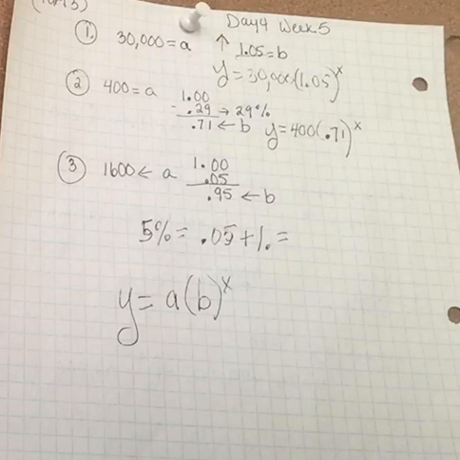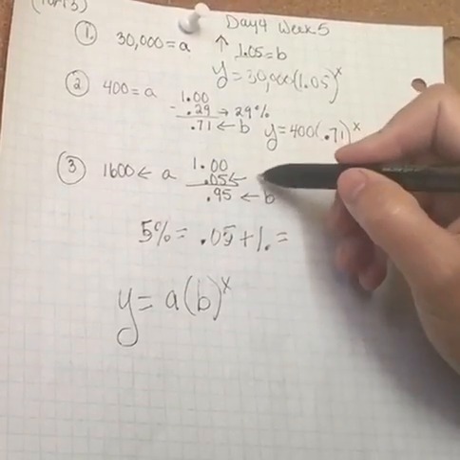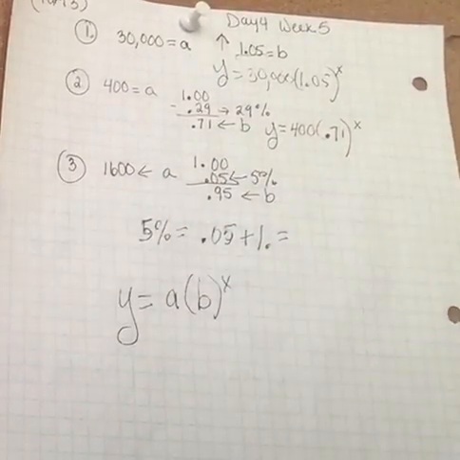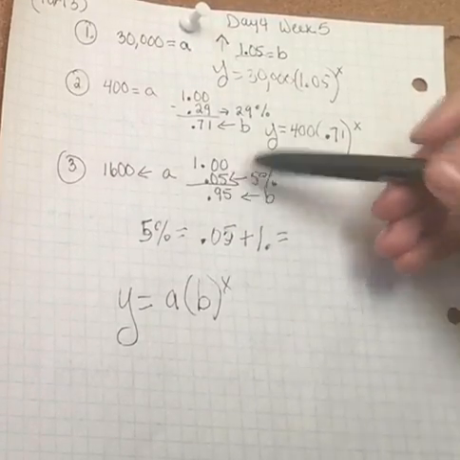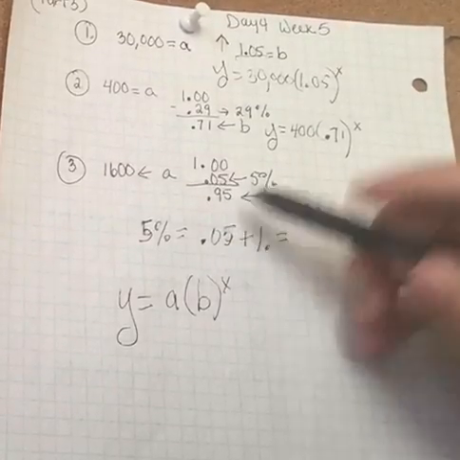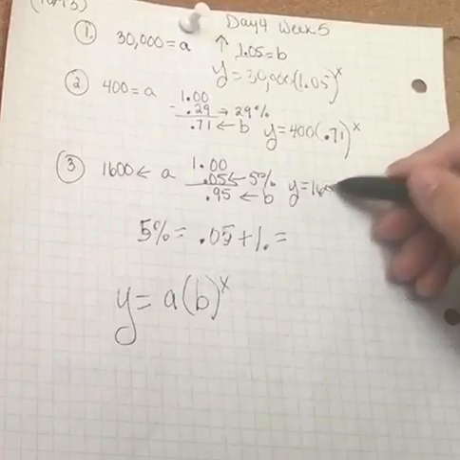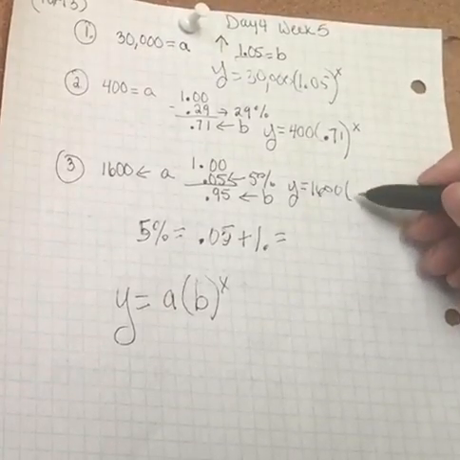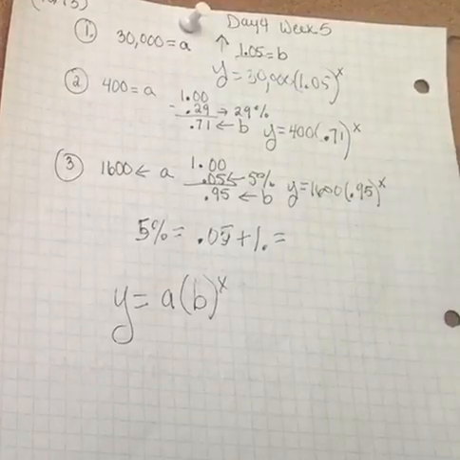Number 3, you deposit $1,600 in a bank account. Okay, so $1,600 is your A, your starting point. You spend 5% each day. So this represents, again, 5%. And then write your expression. So, again, you have to subtract. You get your 0.95. So when you write it, you go Y equals 1,600 times 0.95 to the X, okay?